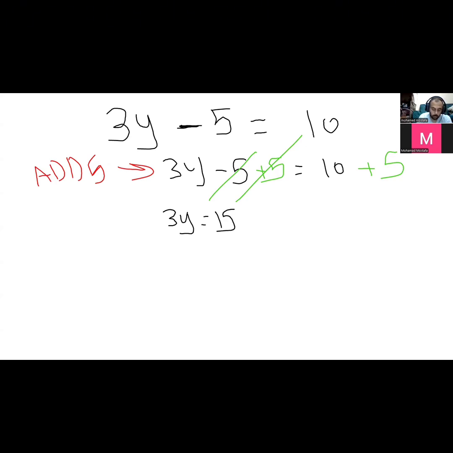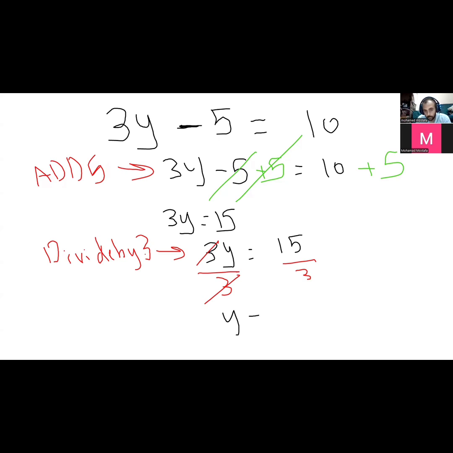3y means 3 multiplied by y. So we can divide by which number? Which is nearest to y? 3, very good. Divide by 3. So 3y equals 15. Here divided by 3, here divided by 3. y equals 15 divided by 3, which gives me 5. I hope you understand this.